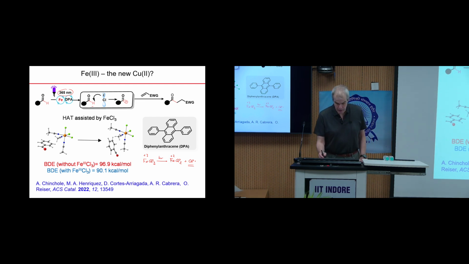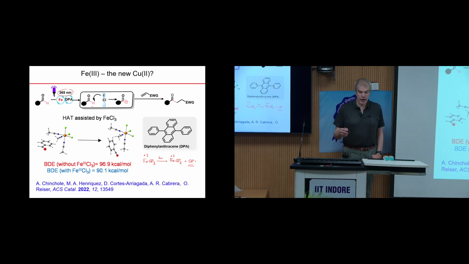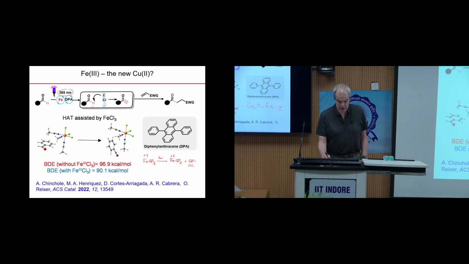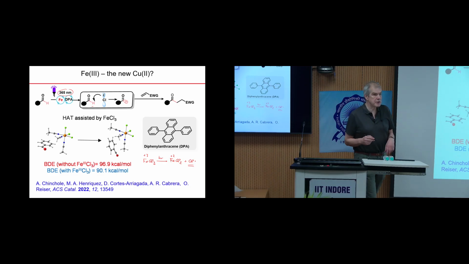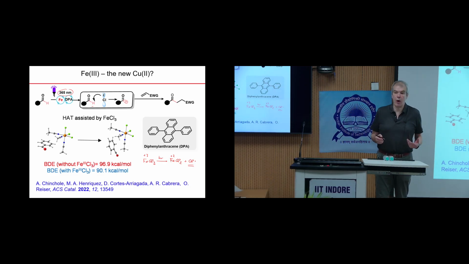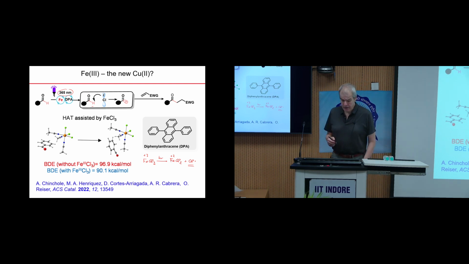We had some calculations. We had some collaborations with a group in Chile. And they did calculations, and they calculated various complexes of the aldehyde with the iron 3 chlorides. It's something you can see here, maybe not too clearly. And they indeed calculated that the bond dissociation energy of that carbon-hydrogen bond should be lowered, and quite a bit lowered, by about almost 7 kcal per mole through the interaction with the iron Lewis acid.